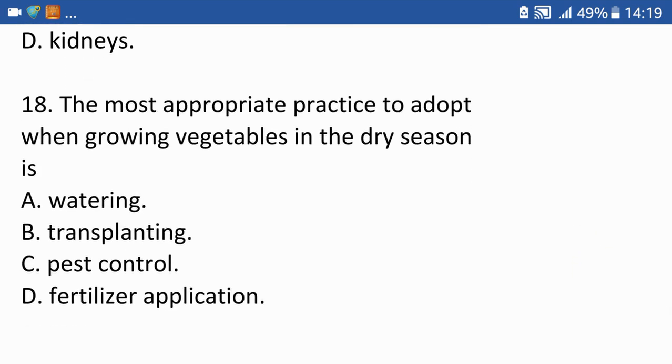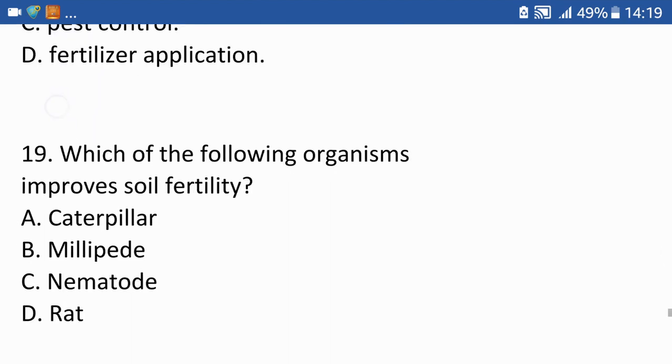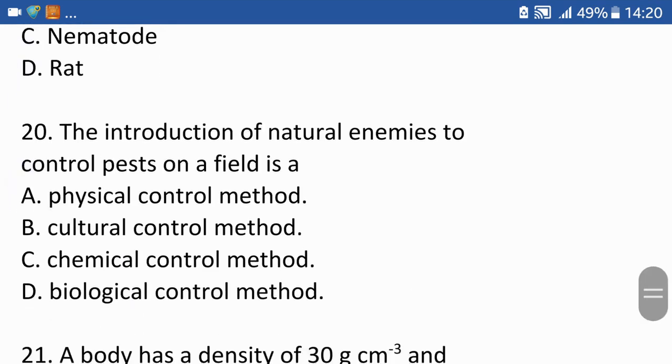Question 18. The most appropriate practice to adopt when growing vegetables in a dry season is. Question 19. Which of the following organisms improve soil fertility? Question 20. The introduction of natural enemies to control pests on a field is a.